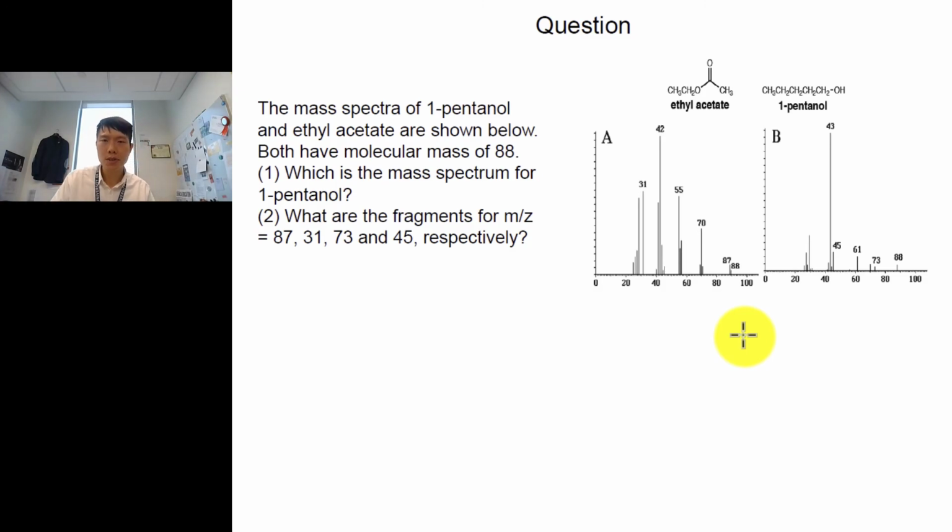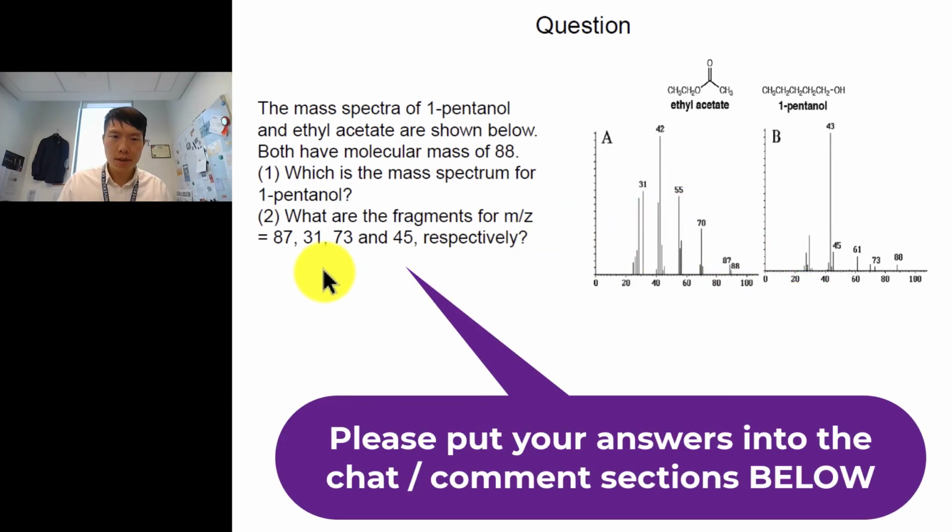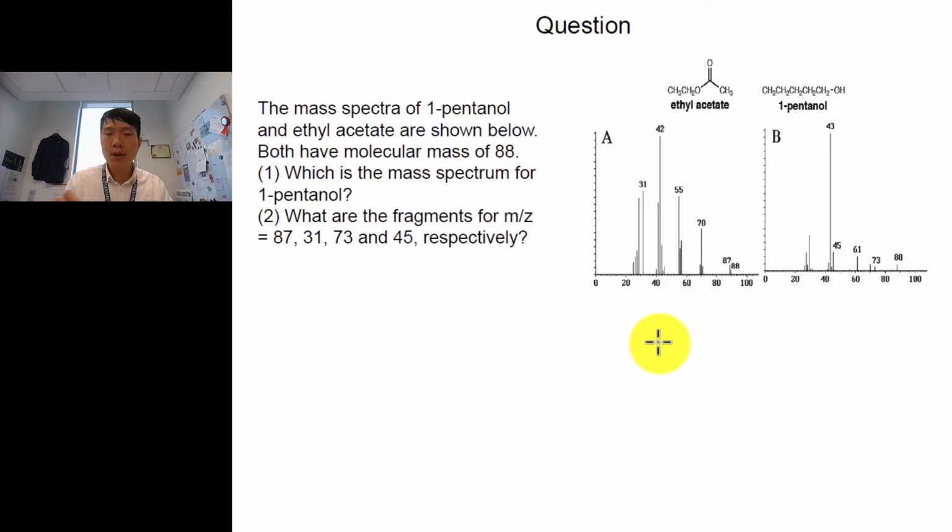Here are some practice questions. You have your mass spectra of your 1-pentanol and ethyl acetate. Both have the MR of 88. Which of these mass spectra corresponds to 1-pentanol? And what are the fragments for the m/z 87, 31, 73, 45? So try to write down the identity, write down the formula of the ions, and also maybe the mechanism of how it's being formed. Okay, so take some time to work on it, and once you're done, put it in the comments below, type it in, and then we'll go through. I'll also comment on it, give you a response. This is normally tested.